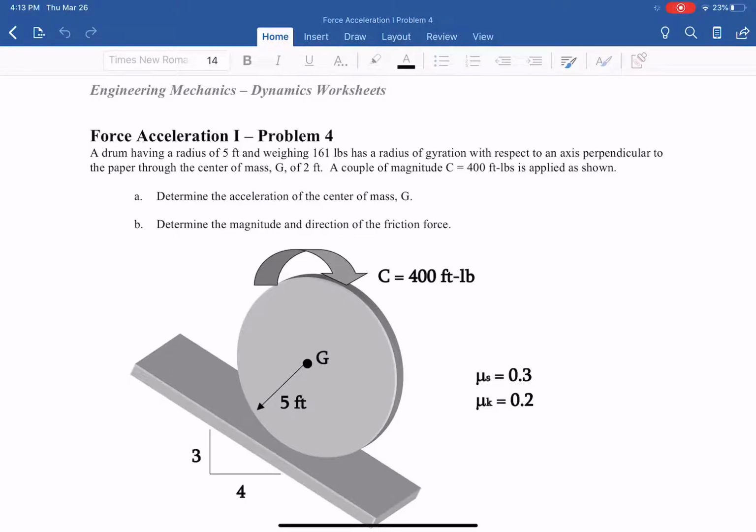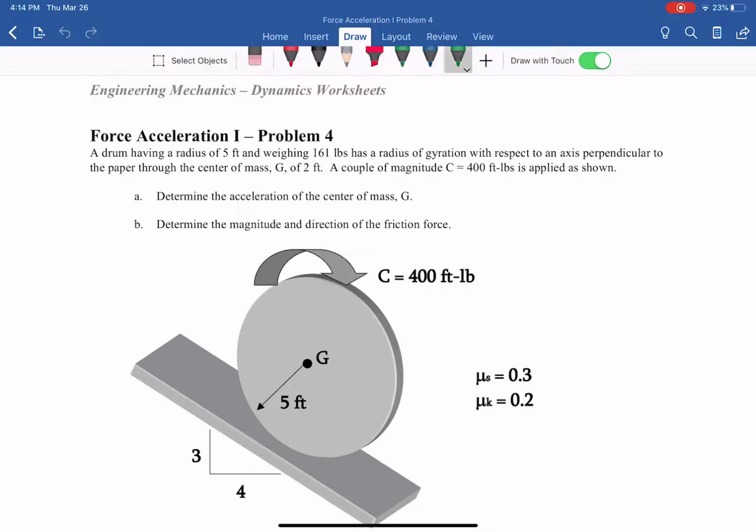So you see problem 4, force acceleration 1, and the drum having a radius of 5 feet, and the weight is 161 pounds, and the radius of gyration with respect to the axis perpendicular to the paper and through the center of mass G. So basically that is kG equal to 2 feet, and a couple with magnitude, so we have a couple moment 400 foot-pounds applied.